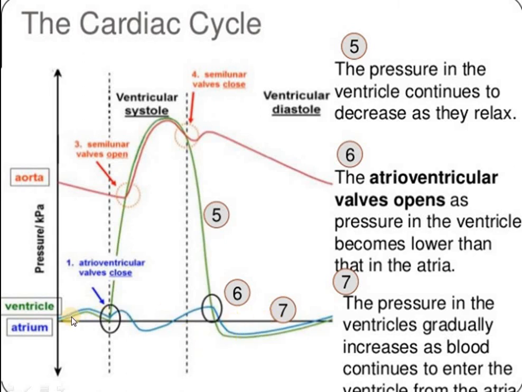So from point 1 to 7, this was one cardiac cycle, and one cardiac cycle consisted of one ventricular systole and one ventricular diastole, making up one heartbeat.